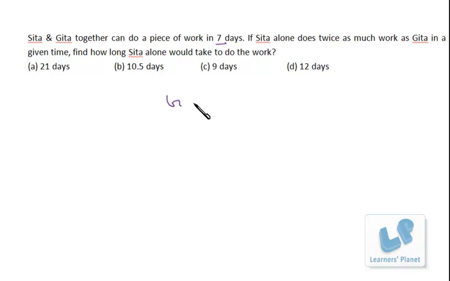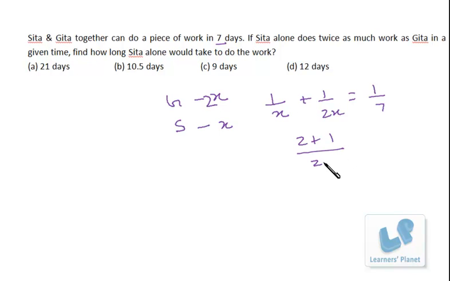Suppose Sita is taking X days, then Geeta will be taking 2X days to finish the work independently, right? So in a single day, Sita will be doing 1 upon X of the work, Geeta will be doing 1 upon 2X of the work, and both of them are doing 1/7 of the work per day, right? So X is 21 by 2, that is 10.5. That means X is Sita.